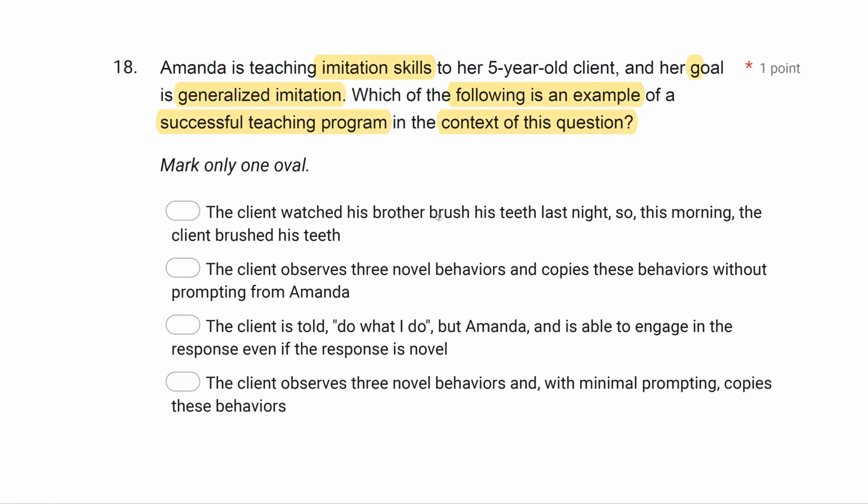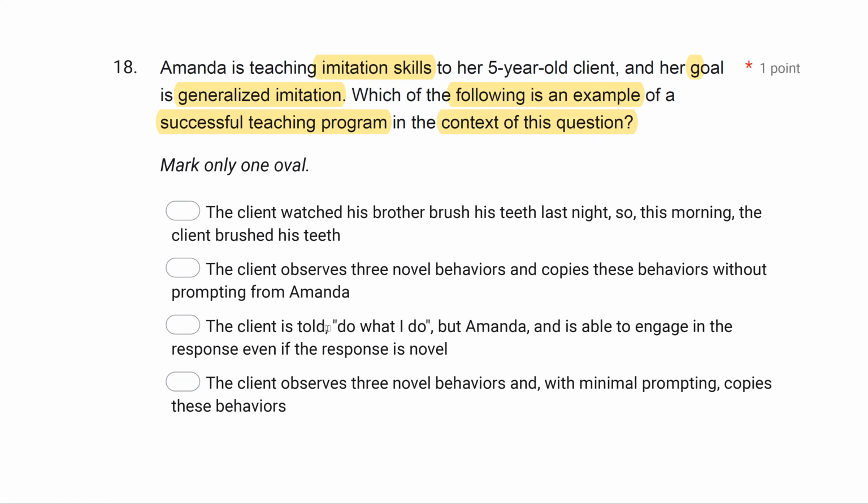A, the client watched his brother brush his teeth last night. So this morning, the client brushed his teeth. What do we know about imitation? Imitation has to occur in the moment. A is not imitation. B, the client observes 3 novel behaviors and copies these behaviors without prompting from Amanda. Okay, looks pretty good. 3 novel behaviors, meaning unknown. They copy them, so they imitate them, and there's no prompting. To me, that looks like generalized imitation.